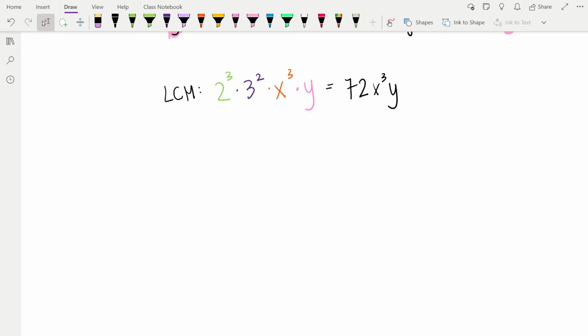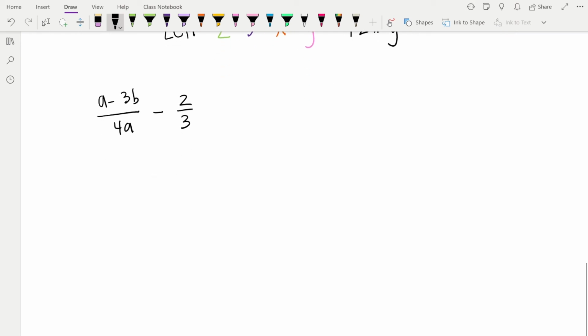Let's say I have the expression a minus 3b over 4a, subtract 2 over 3. Before I can add or subtract fractions, I need a common denominator. I need the denominator to be the same, which means I need to find the least common multiple between 4a and 3. So 4 is 2 squared, of course, a is 2 squared times a, and 3 is just 3. So the least common multiple, which is going to be my common denominator, is going to have a 2 and a 3 and an a.